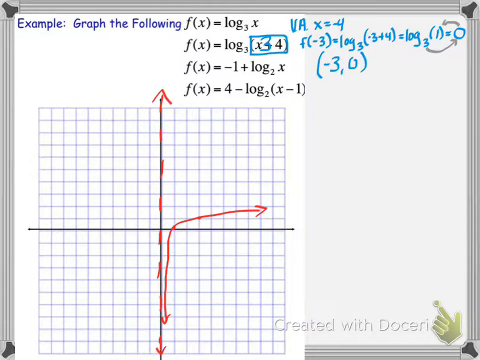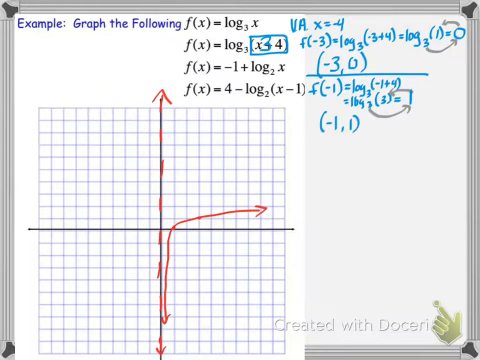The next case I look at is when is the inside the base. The base is 3 in this case, so when is the inside the base? The inside is the base when I plug in negative 1 for x, because log base 3 of negative 1 plus 4 is log base 3 of 3, which again, 3 to the 1 power is 3. So I have a second coordinate point, (negative 1, 1). Now I have my asymptote and my 2 key points. I'll sketch the graph and draw in the curve.